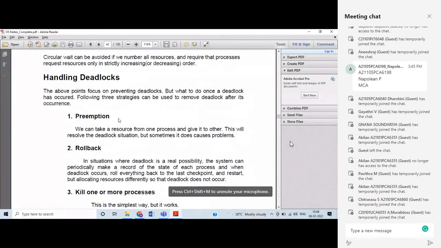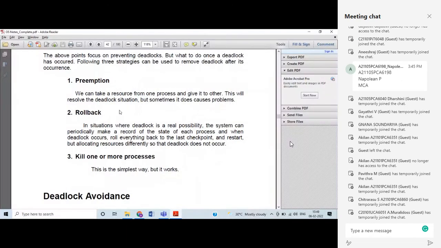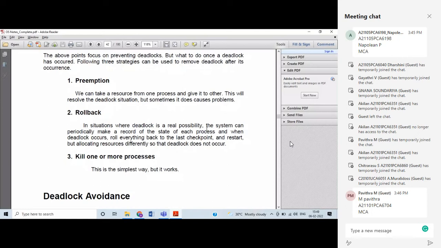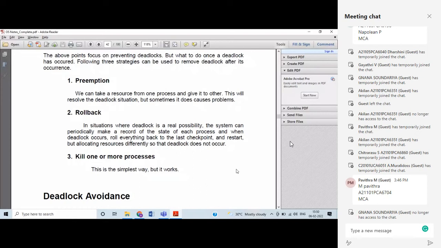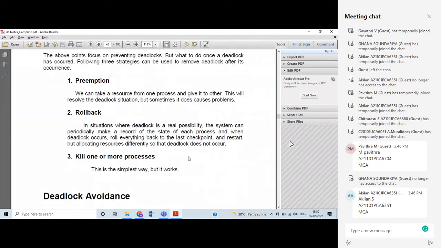And also how to handle deadlocks. The first one is preemption, and the next one is rollback. In situations where deadlock is a real possibility, the system can periodically make a record of the state. What is rollback? When we know a deadlock has occurred, it rolls back, like an undo in our system, right? That is rollback. Then kill: killing one or more processes is also a solution for deadlock.